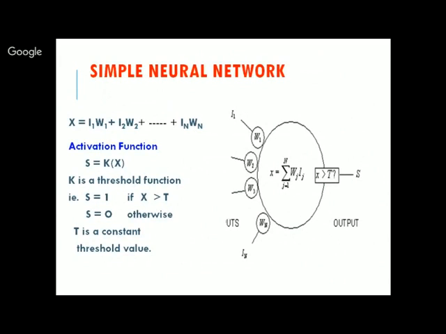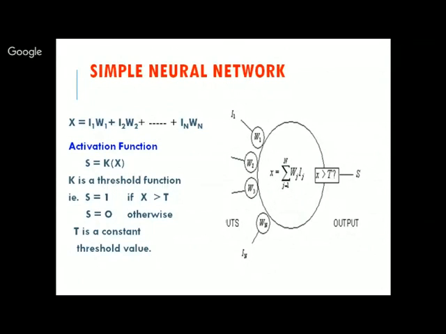See, if I take a simple neuron like this, I told you it is a many input, one output unit. Imagine it has inputs I1, I2, I3, In and one output S. What is it doing with these inputs? That's what we are going to see. Each of the inputs is associated with a weight. So I1 is associated with a weight W1, I2 with W2, I3 with W3, In with Wn. And these inputs and weights are multiplied and added. Therefore X is equal to I1W1 plus I2W2 plus all the way to InWn.